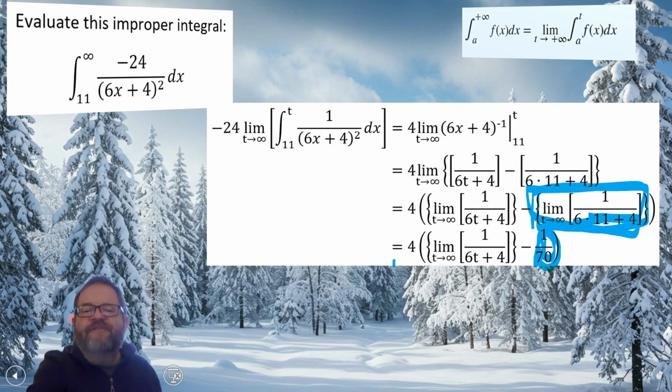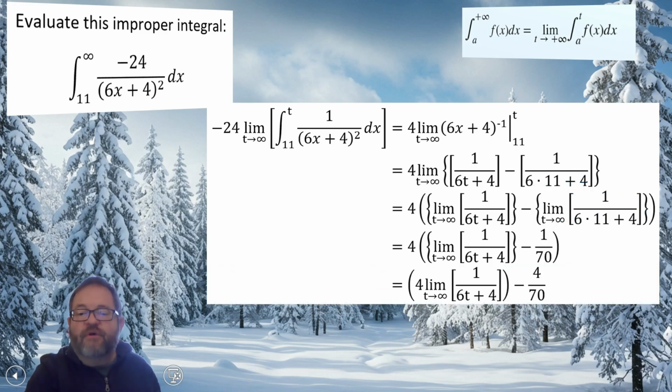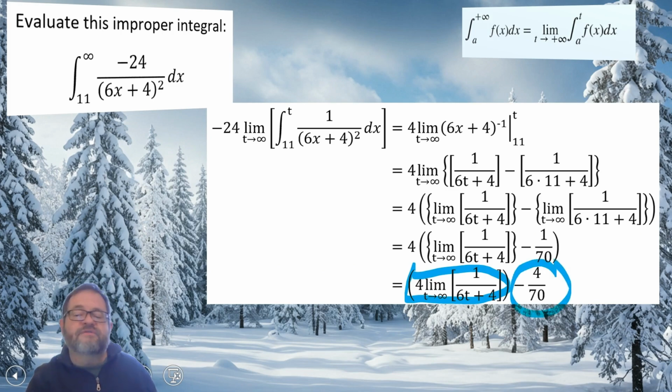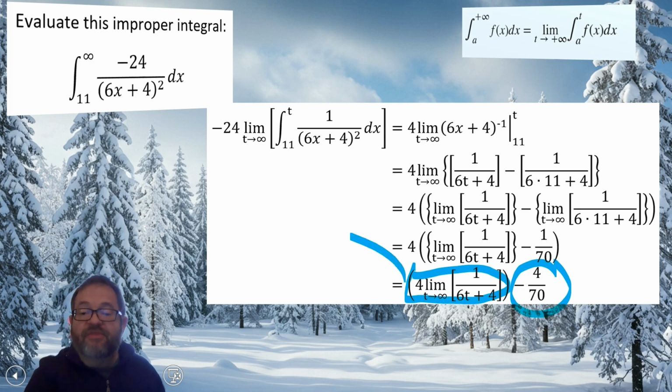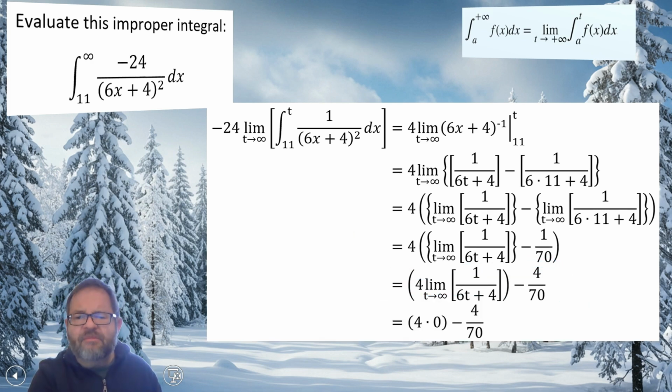And in fact, okay, we've got 4 times this weird limit minus 1 over... Let's distribute the 4 through there. So we get 4 times this limit we still got to deal with minus 4 over 70. That's not such a bad thing. We still got to do this horrible thing here. Except, wait a minute, is that really so horrible?